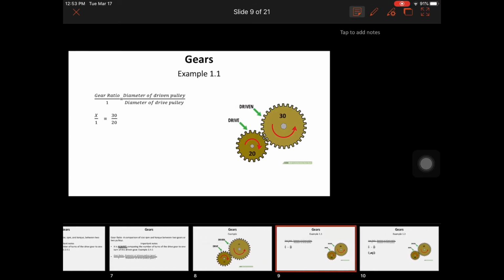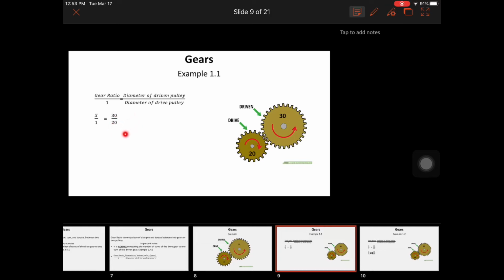We know it is driven over drive, and we are going to cross multiply when we do this. Just so you guys know, this is a pretty easy problem, and you really don't have to cross multiply it. However, we want to get in the habit of doing this because some of the steps we're going to take later when this gets more complicated, cross multiplying is going to help us a lot. So we know our drive is 20 teeth, and drive is the lower number in the formula. So we are going to put 20 on the bottom and 30 at the top.